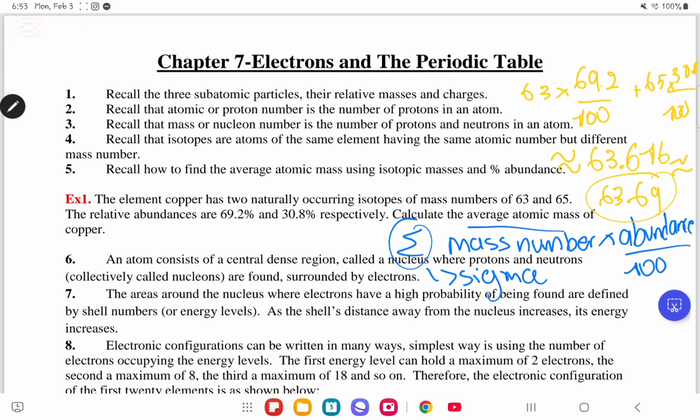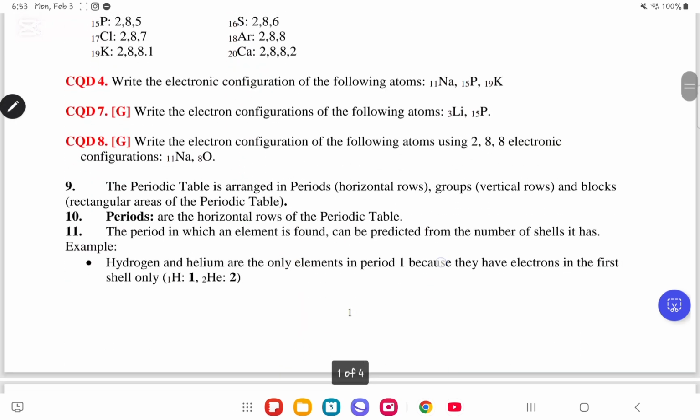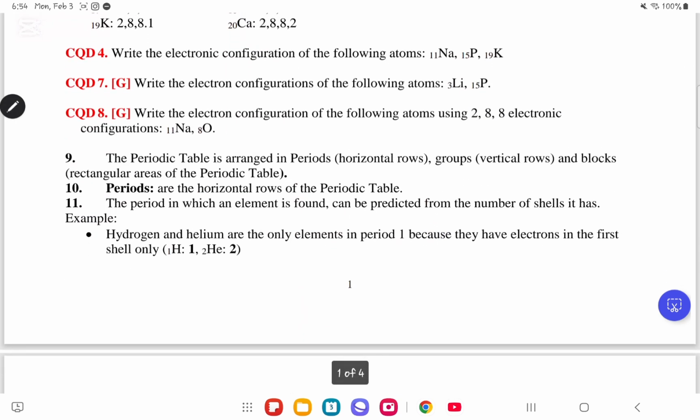grams, I believe. Okay, so the average atomic mass is gonna be 63.6 grams. So we move on to CQD number 4.